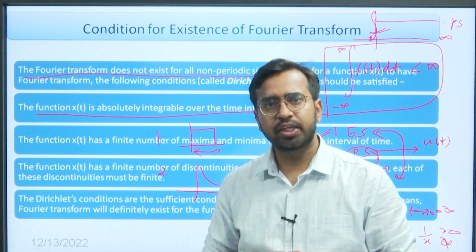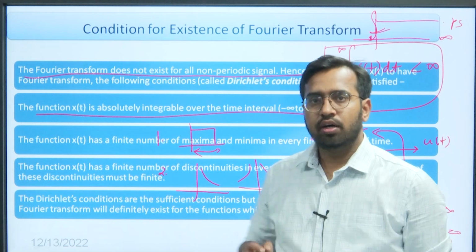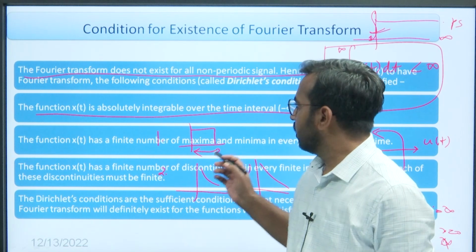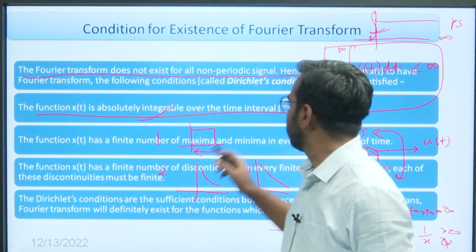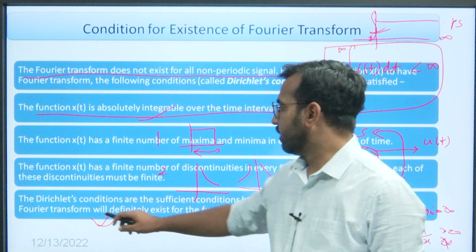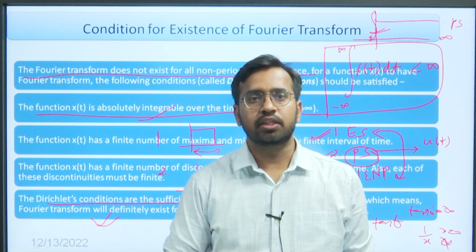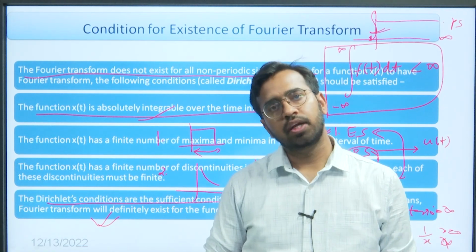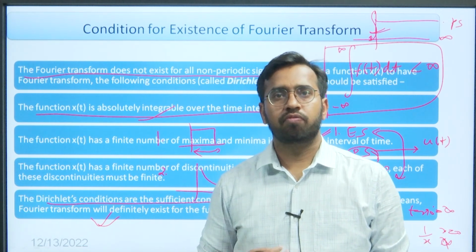So does it mean that we will not be able to find the Fourier transforms of power signal? No. As per the condition, it is saying that the function is absolutely integrable over the time interval. This fourth point is very important. The Dirichlet conditions are sufficient conditions, but not necessary conditions. It is the sufficient condition, that means you cannot say that if a signal is not integrable, then we are not able to find the Fourier transform. We will be able to find the Fourier transform.